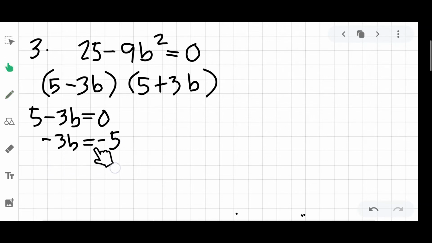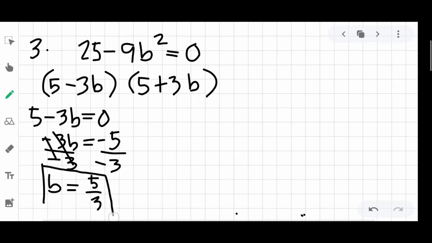Divide both sides by negative 3 para mawala si negative 3 dito. Ang matitira na lang ay b equals negative 5 divide negative 3. The answer is 5 over 3. And this is our first solution. For our second solution, the same thing lang yung gagawin natin. Gagamitin natin yung second na nakuha natin.